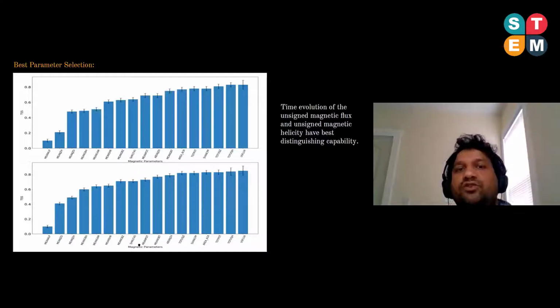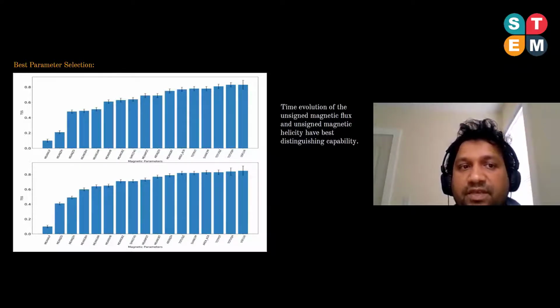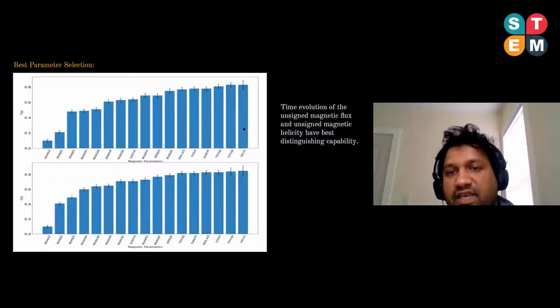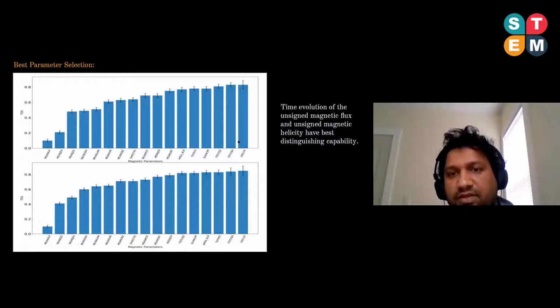And next we want to focus on the best parameters, that is, which parameters are best in terms of distinguishing capability. So what we find is that the unsigned flux, and these are all magnetic parameters, and these are from two different methods. In one case it's from logistic regression and another is from support vector machine. And we find that our baseline classifier works well, and the other methods like SVM and deep learning also give almost similar accuracy. And if we compare these, we find that unsigned flux and total unsigned magnetic helicity have the best distinguishing capability.